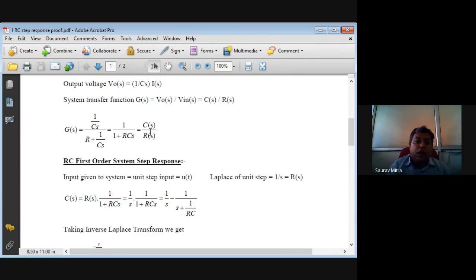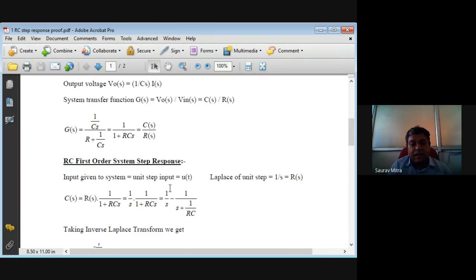Now we want to find the output. Output is nothing but c(t), small c(t). C(s)/R(s) is given, so taking R on the right side, C(s) equals R(s) into 1/(RCs + 1). Now, as I have told you, step response means the response of the system when a step input is given to the system. So substitute R(s) as 1/s, because the Laplace transform of u(t), that is 1, is equal to 1/s. That's why I am substituting R(s) as 1/s. So C(s) equals 1/s into 1/(1 + RCs).